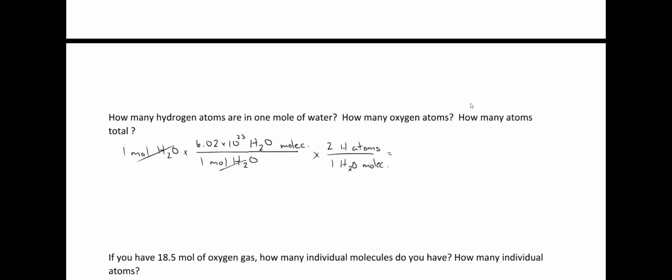So we just put this into the calculator. 1 times 6.02 times 10 to the 23rd times 2 gives me 1.20 times 10 to the 24.